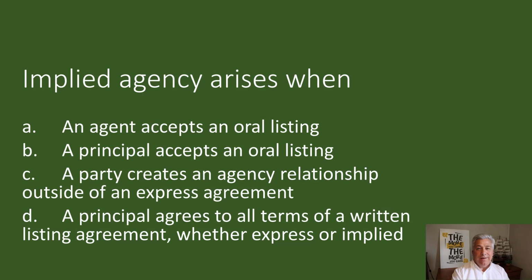Question number 10. An implied agency arises when? Our answer is a party creates an agency relationship outside of an express agreement. Many states, including the state I'm in, says without anything other than a written agreement would be considered an implied agency. Let that sink in. Our next question.